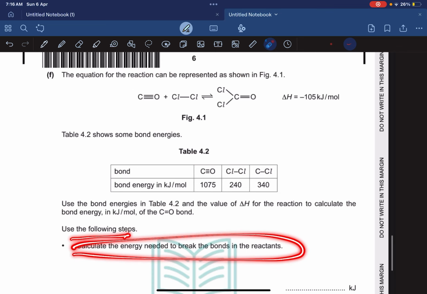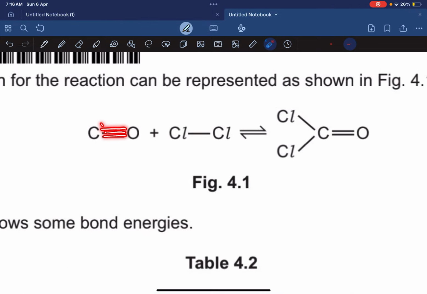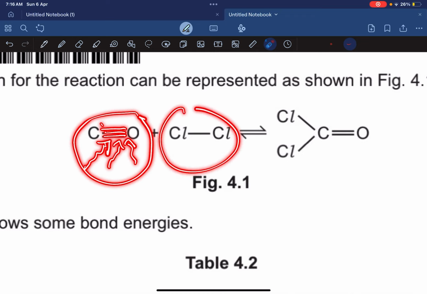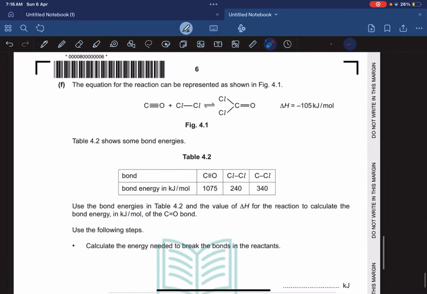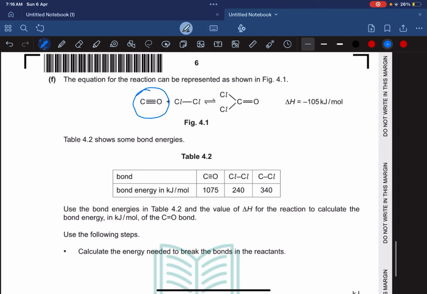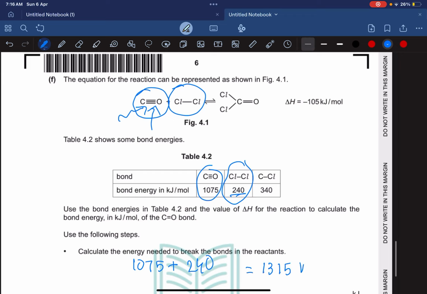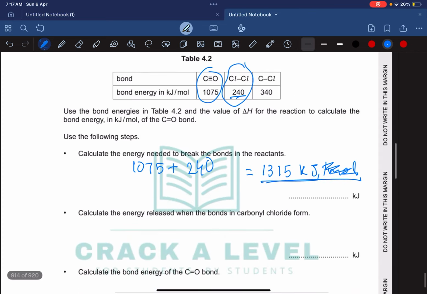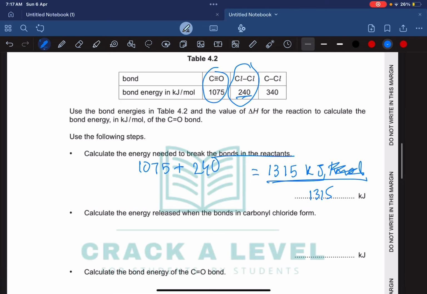Okay, use the following steps. Calculate the energy needed to break the bonds. Always remember that these are your bonds, and when you break bonds, you absorb energy, so energy goes in. You need energy to break this bond and this bond, because these two are your reactants. So you have one carbon triple bond with oxygen, which is 1075, and you have one Cl bond, so it's going to be plus 240. When you break bonds, you absorb energy. So just simply on the calculator do 1075 plus 240, and that's going to give you 1315 kilojoules per mole. For energy you don't write per mole, just kilojoules. So 1315 kilojoules of energy absorbed to break the bonds.